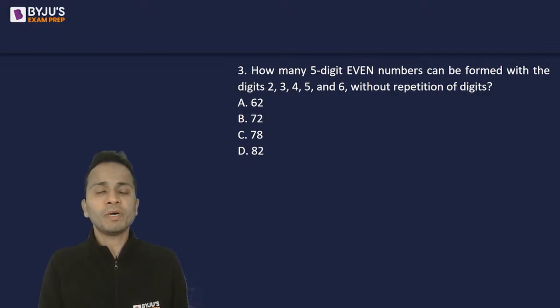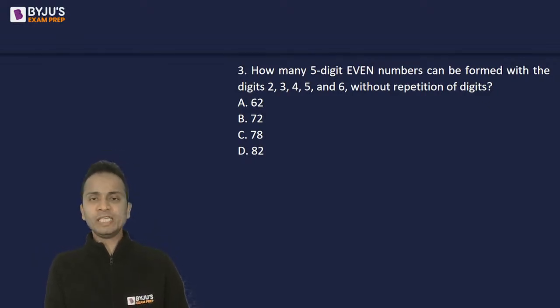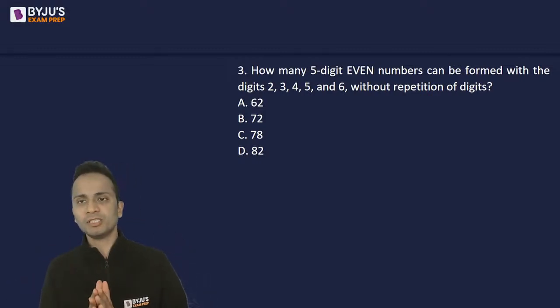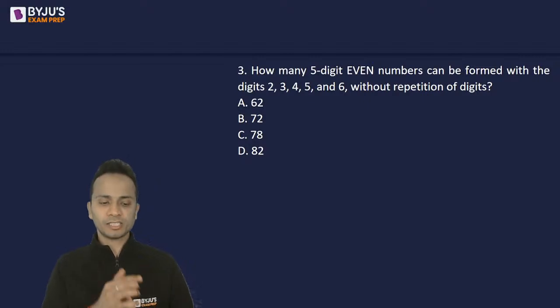A question on permutation combination. Very simple, very basic question. How many 5-digit even numbers can be formed using the digits 2, 3, 4, 5, and 6 without repetition of digits? So repetition of digits is not allowed. You have to make 5-digit even numbers using the given digits.